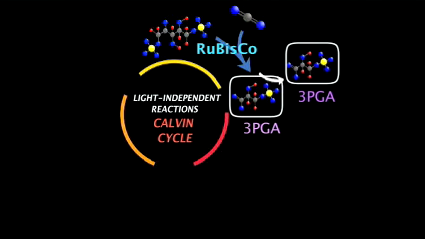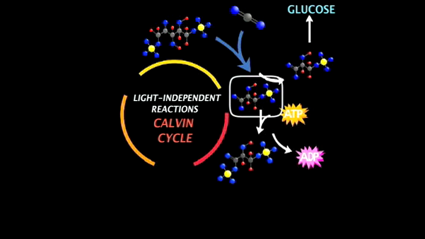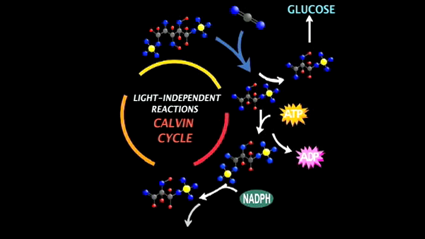After this occurs, one of the 3-PGA molecules exits the cycle and will be used to make glucose and other sugars. The other molecule remains in the cycle. First, it reacts with ATP. Then the product of this reaction receives a hydrogen atom from NADPH, producing NADP and a new carbohydrate compound known as G3P.